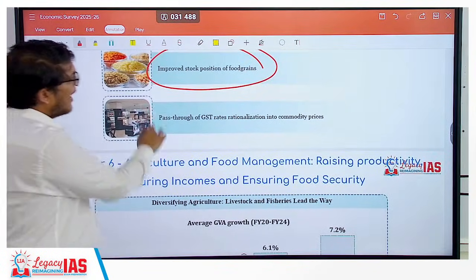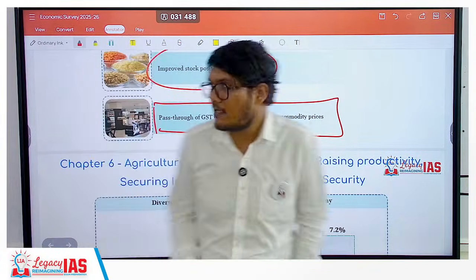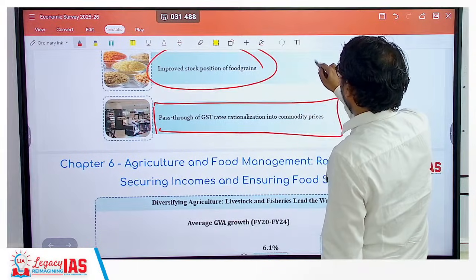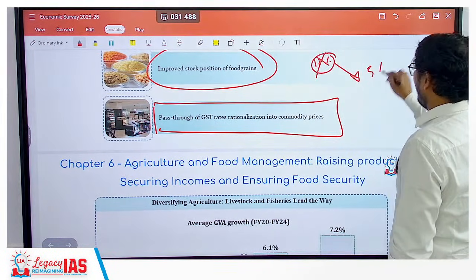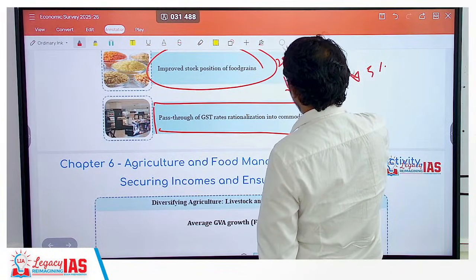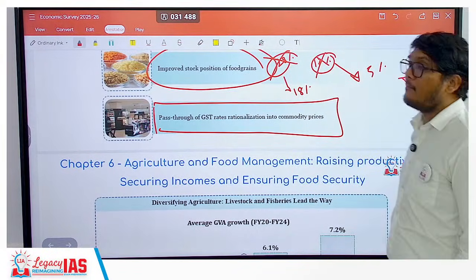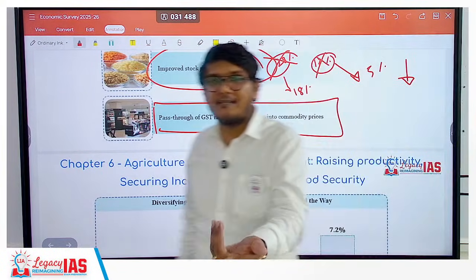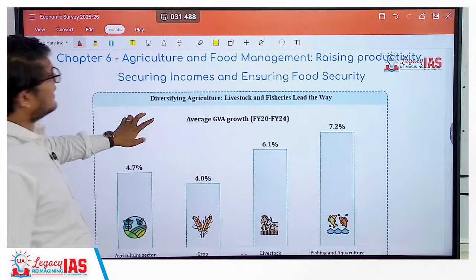Then you have the pass-through of GST rates rationalization. What is this? As we have seen, the GST rate of 12% has been removed. It has decreased to 5%. A lot of 28% items have come down to 18%. This has also been removed. So the GST rates have come down in general, as a result of which things will be cheaper. Right? So these are your reasons.